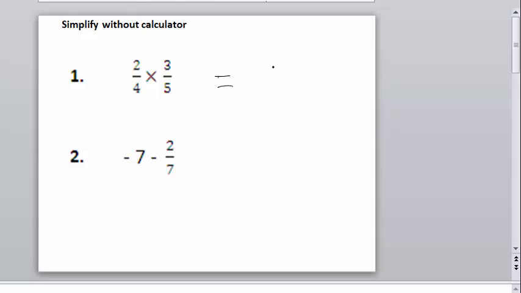So 2 times 3 is 6. And 4 times 5 is 20. That's what you have. So you can simplify this further by saying, okay, how many times does 2 go into 6? 3 times. And into 20, 10 times. So this is your final solution. Now do the one at the bottom. It's a bit different, but I want to ensure that you do the right thing.